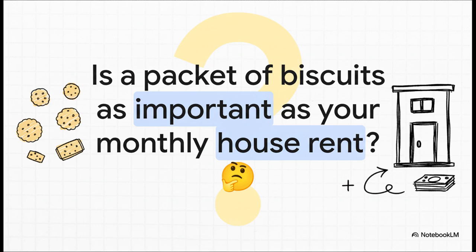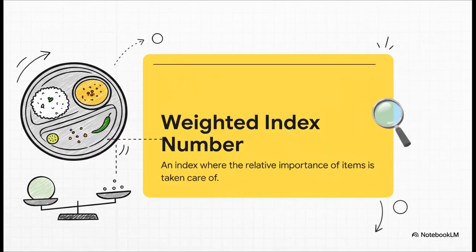It treats every item as equally important. In real life, does your family spend as much on biscuits as they do on house rent? Of course not. A change in rent affects your budget far more. This brings us to the solution, a weighted index.